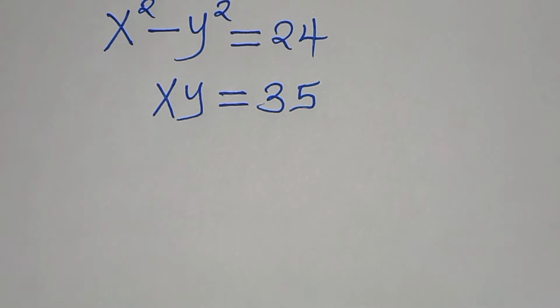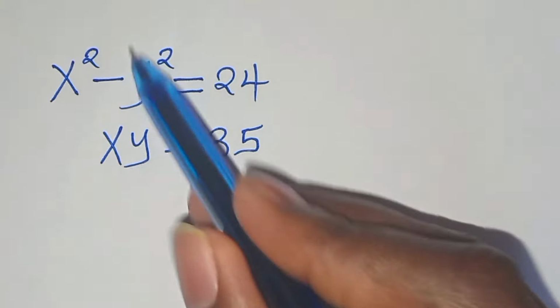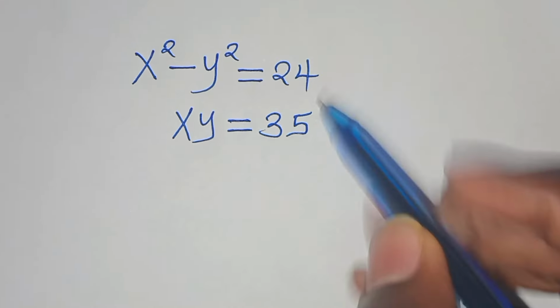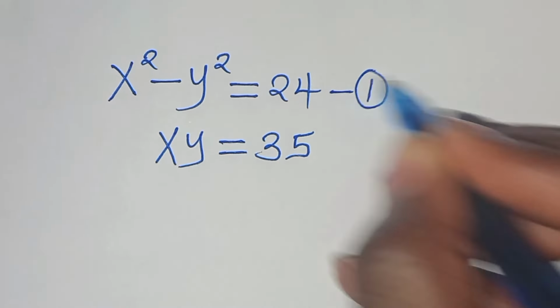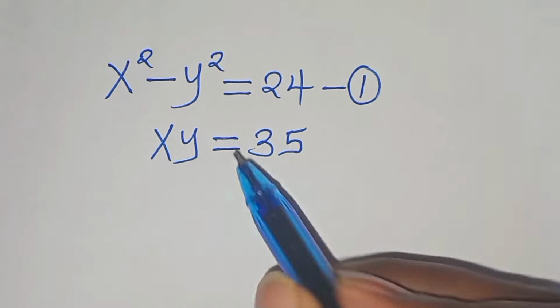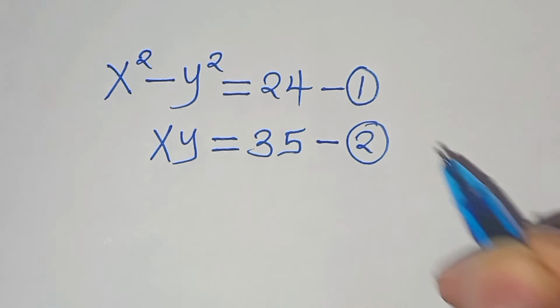Hello everyone, you're welcome to solve this nice algebra problem, which is x squared minus y squared. This is equal to 24. Let's call this equation 1. And we have that x times y. This is equal to 35. Let's call this equation 2.